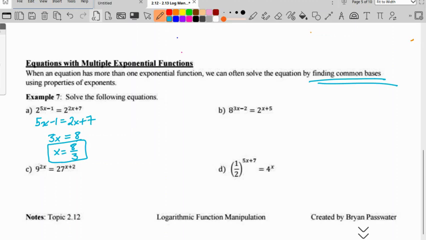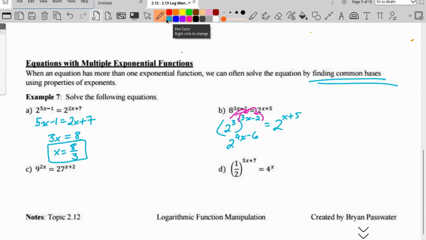On B, moving over to the right, what's the common base that this could be rewritten as? 2 cubed. So this is 2 cubed raised to the 3x minus 2 equals 2 to the x plus 5. We want to simplify it to a common base. When we raise a power to a power, we multiply exponents. So this is 2 to the 9x minus 6. The most common mistake I see here is forgetting that you do have to distribute that to both terms. The entire power is multiplied by each term.